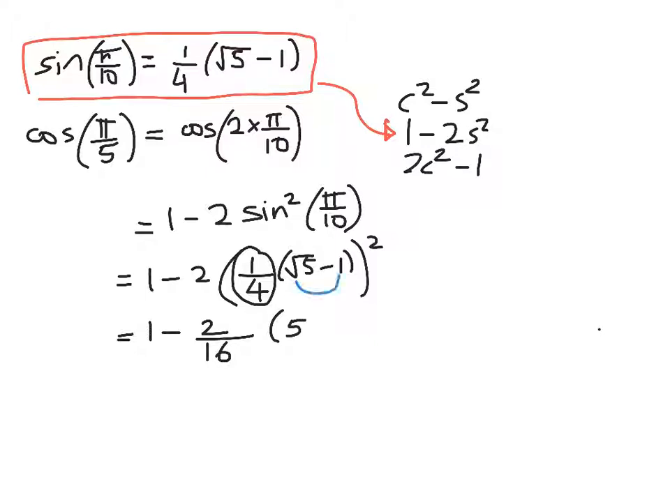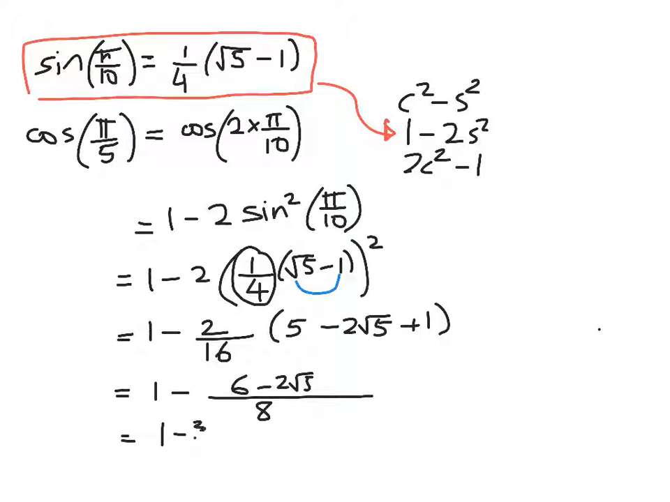I've got 2 times this middle term here, so minus 2 root 5 plus 1. So that gives me 1 minus 6 minus 2 root 5 on 8, which is 1 minus 3/4 plus 1/4 root 5. I'm trying to squeeze this all onto one slide, so let's now clean it up.